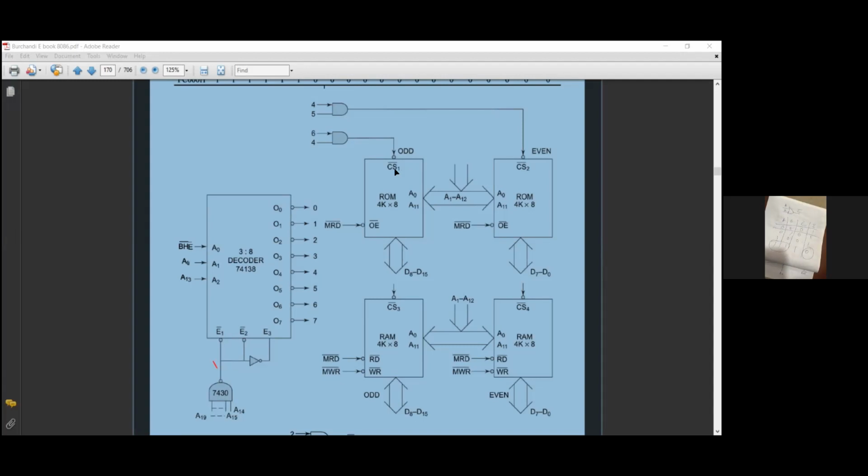If it is 0, then E1 and E2 get 0, 0. After that for E3, there is a NOT gate, so E3 will be 1, because it is connected with the NOT gate. So 0, 0, 1. So this decoder will be activated.